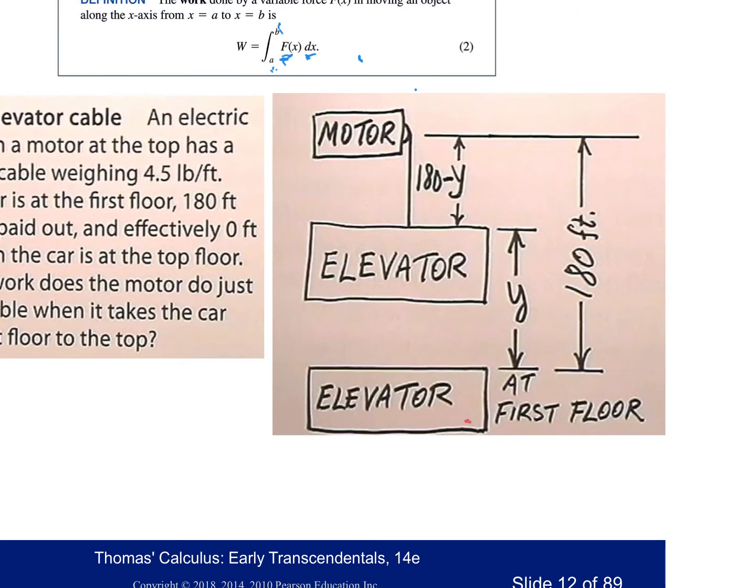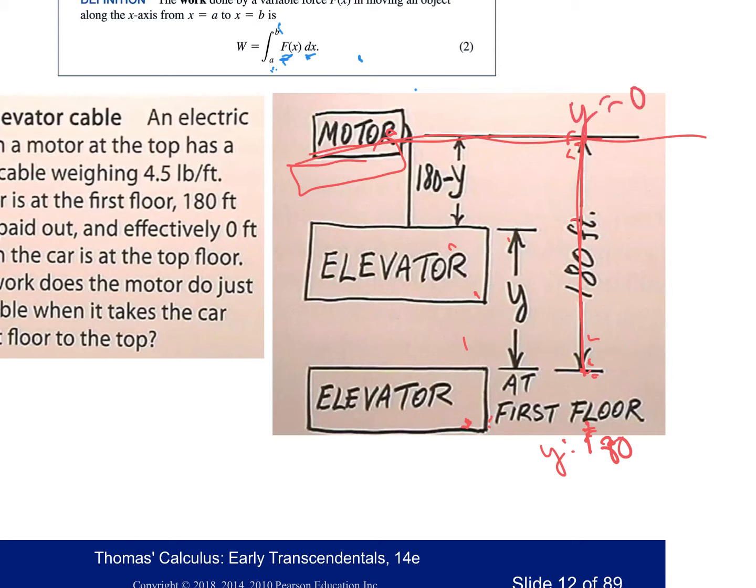There's the elevator at the floor, first floor, elevator somewhere, maybe in between of the top. What we say is this total distance is 180 feet from the motor to the top of the elevator. Remember where I drew the elevator touching the motor, okay? So as you go up, this is 180. That's y equals 180. Once you get up to the top, it's kind of like that's your x-axis. Then your y is equal to 0.